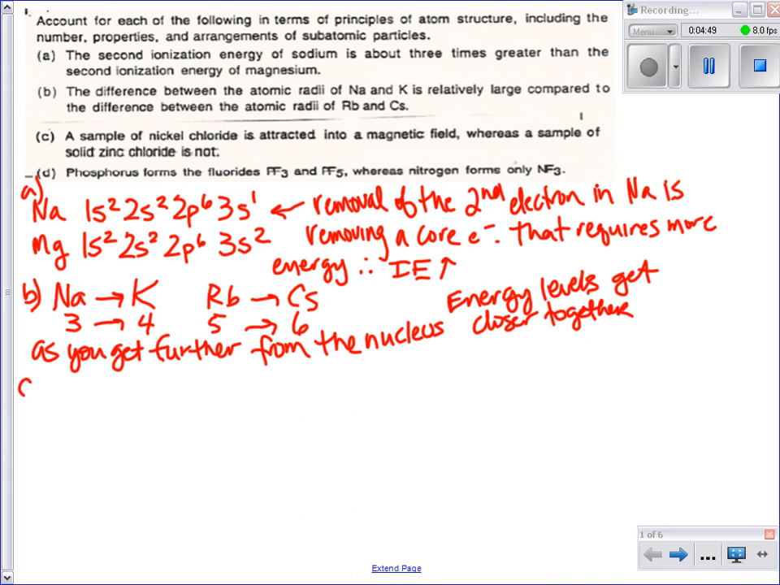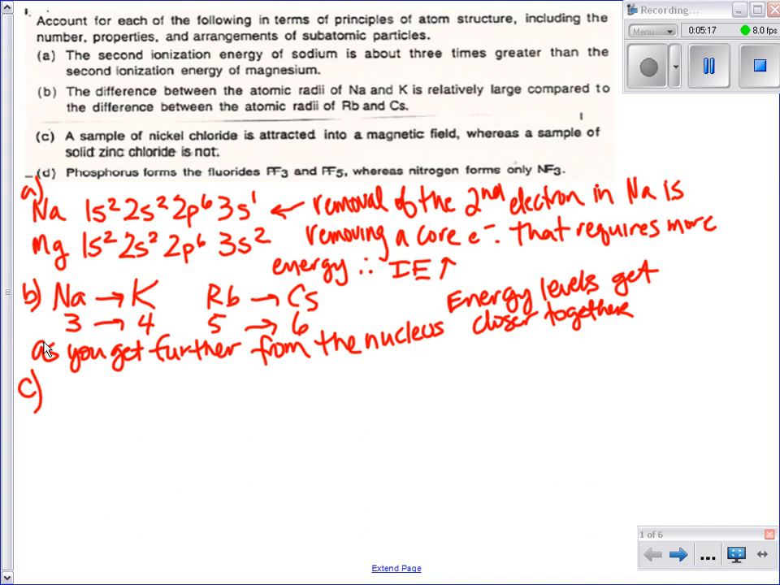All right, part C I definitely expect you to be able to do. Part C: a sample of nickel chloride is attracted into a magnetic field, whereas a sample of solid zinc chloride is not. Why is that? I brought this up. What do y'all think? Which one's paramagnetic?